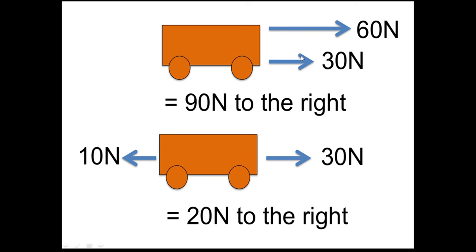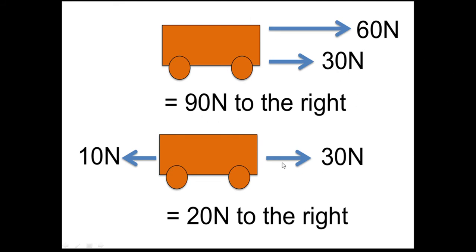Now look at this figure. You can see a trolley. There are two parallel forces applied on the trolley. One is 60 Newton, the other one is 30 Newton. So the resultant would be... Now this picture shows two parallel forces. The resultant is 90 Newton to the right.